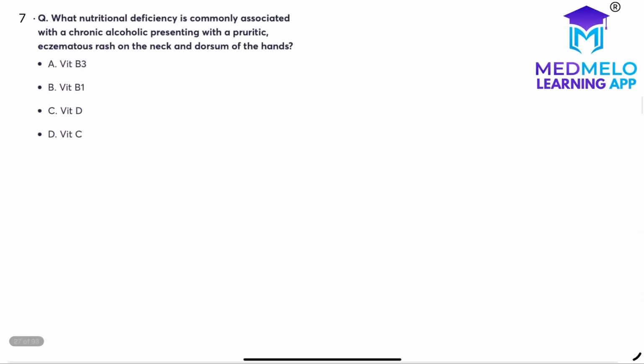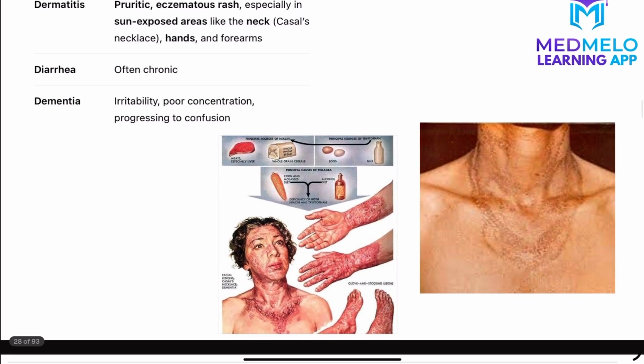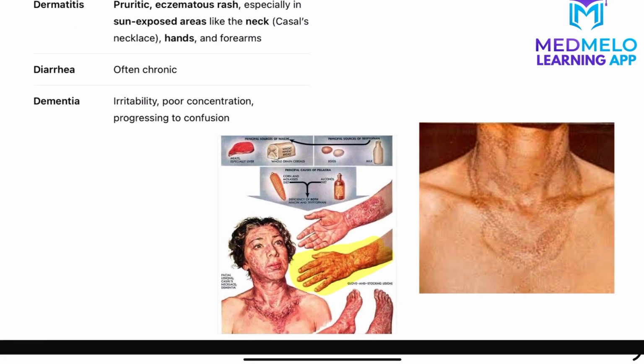Moving on to the next question. What is the nutritional deficiency commonly associated with chronic alcoholic with a pruritic eczematous rash on the neck? So the neck and the dorsum of the hand. We have the eczematous rash on the neck and dorsum of the hand. The dorsum of the hand is involved, and in the neck also they are having lesions.